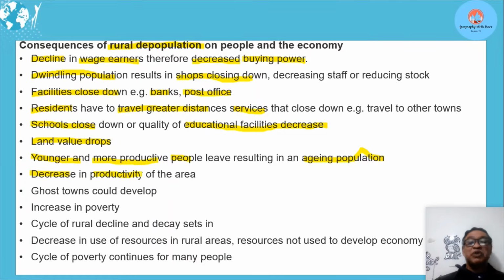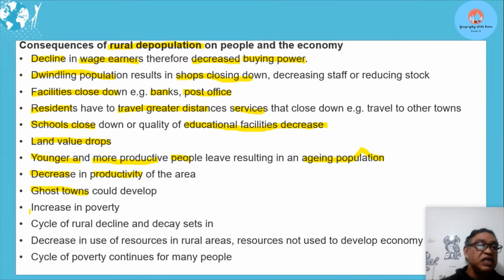All right, less production. Ghost towns develop. Please, ghost towns is not dealing with those horror movies that you see. Ghost towns are actually, there's not much activity. The town is gone dead. All right, there's nothing happening in the town. That's what a ghost town is, because of lack of investment, lack of production, all these things.